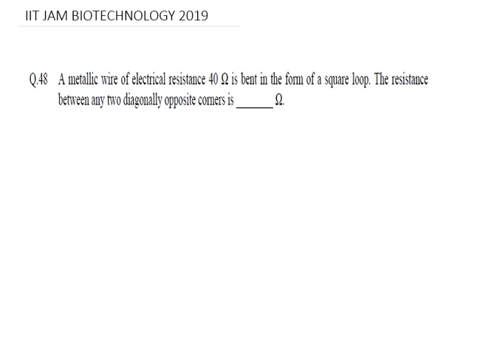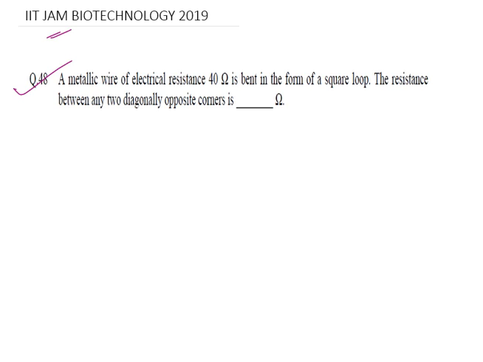Hello, today we are going to solve one question from IIT JAM Biotechnology 2019. As we know that JAM is one of the most important examinations in our country for those students who want to join IITs to pursue their master degree courses.